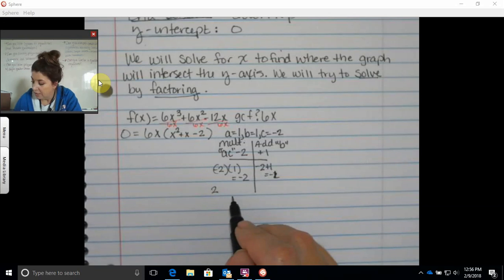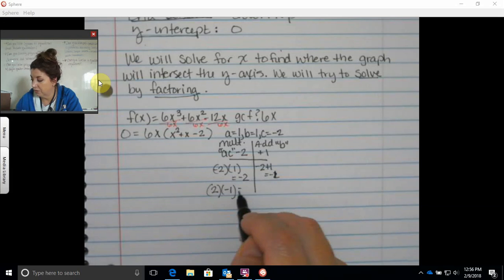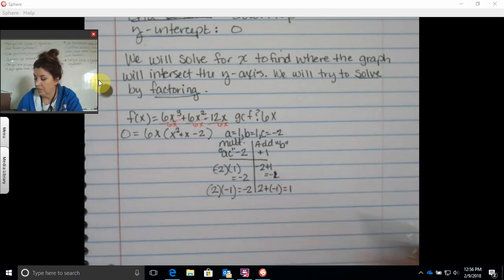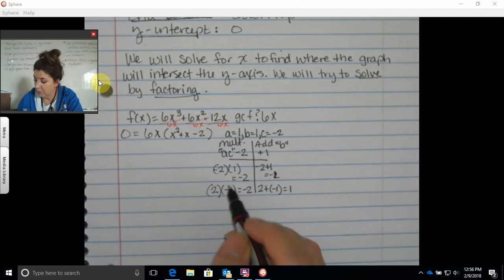It's just math. Positive 2 times negative 1 is negative 2. Positive 2 plus negative 1 is positive 1. So now we found the numbers that will work.